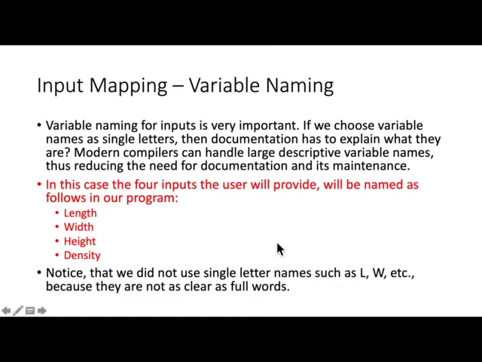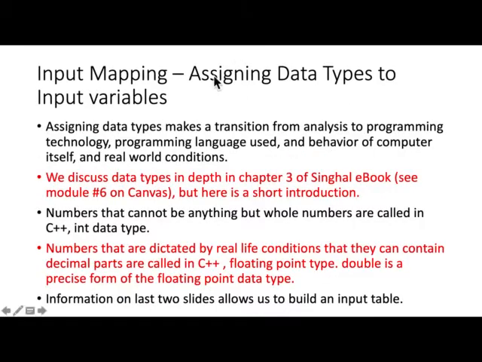Incidentally, the compiler can handle variable names up to 256 characters, although we don't have to use that large. So do not be afraid of using larger variable names. Second part of the input mapping is assigning data types to the input variables.